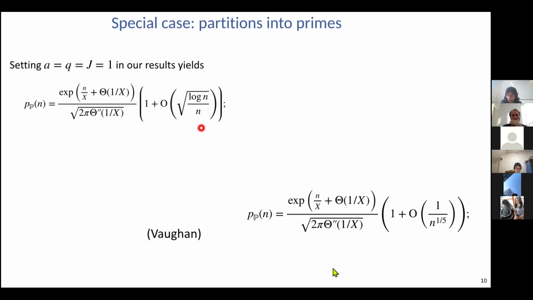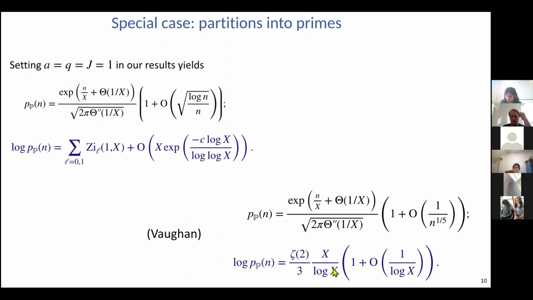So this is sharp. If you write it differently, just in terms of x over log x, Vaughan's result gives you zeta 2 over 3 times x over log x as the main term. We have this z integral, like the logarithmic integral that you have for primes. And his error term is of the order x over log square x. However, our error term is of the type x times exponential of this. So this is much smaller than x over log square x. This is how it compares.